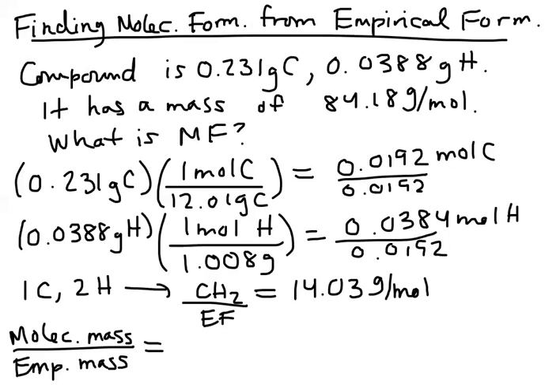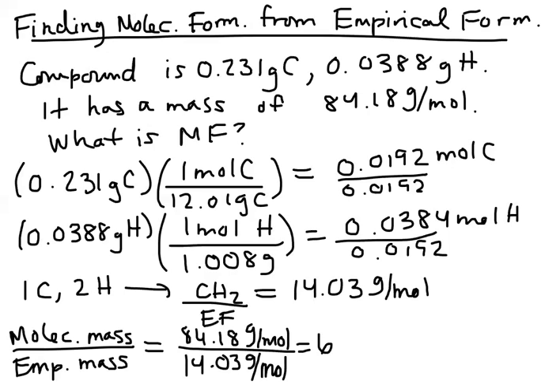Which gives us 84.18 grams per mole over 14.03 grams per mole, which gives us 6. This is our multiplying factor. If you do not get very close to a whole number for this, you did something wrong. Your empirical formula is wrong, or maybe you flipped them. This should always be a whole number.